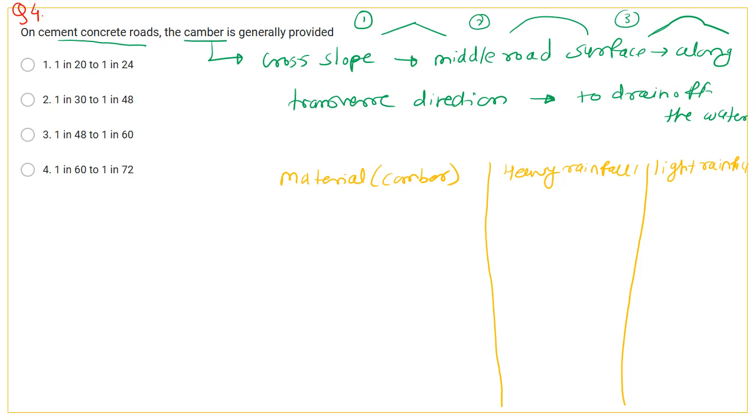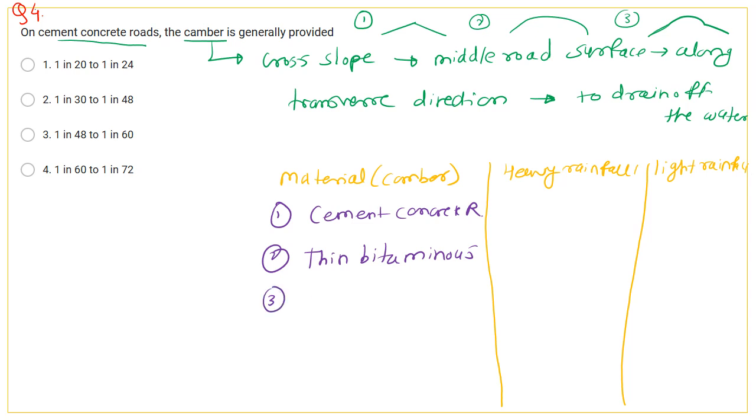So here, the first value is about the cement concrete road. Second is about thin bituminous. Third is water-bound macadam, WBM, and gravel. And the fourth one is earthen roads. Here, how do we remember the values of camber?